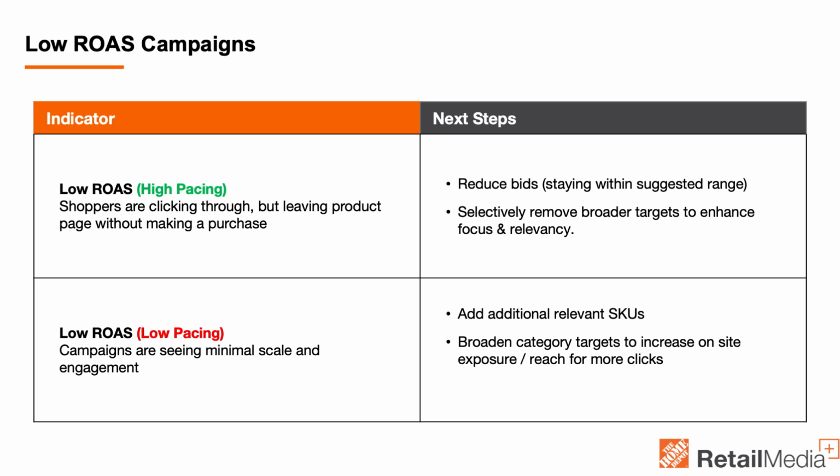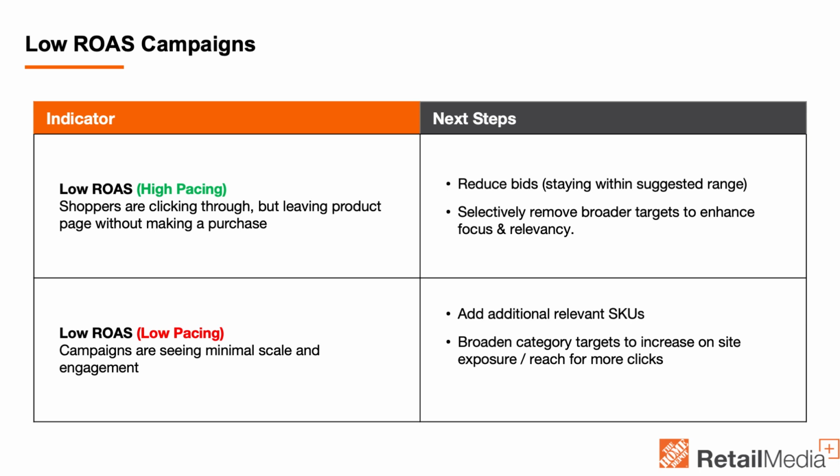If ROAS is below expectations, but your budget utilization is above 80%, your campaign is pacing well and spending through its budget, although it's not receiving the adequate amount of sales to drive return. This typically means that shoppers are clicking through your ad, but leaving the product detail page before making a purchase.